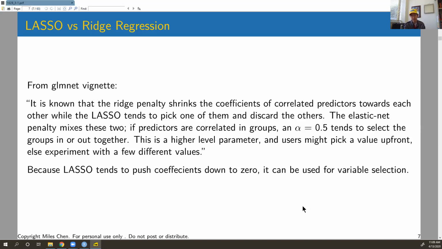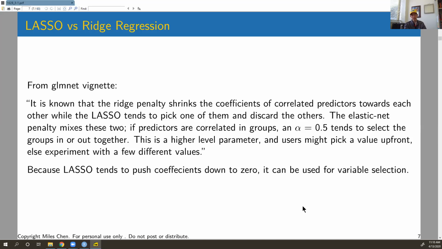As in, discard the others means pushes the other terms down to 0. The ElasticNet penalty mixes these two. If the predictors are correlated in groups and alpha equals 0.5, alpha equal to 0.5 tends to select the groups in or out together.